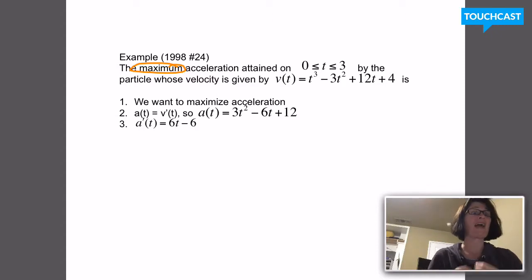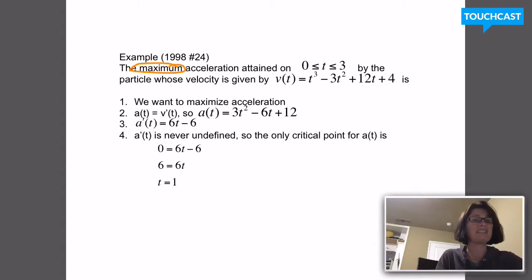Step 2 is to come up with a formula, a function for acceleration. Well, I wasn't given acceleration, I was given velocity, but I remember from chapter 3 that to find a formula for acceleration, given velocity, I can take a derivative. So I'll write my formula for acceleration as 3t squared minus 6t plus 12. My third step, so I know I'm going to maximize acceleration. I need the critical points of acceleration. To find critical points, I'm going to have to find the derivative of acceleration and find out where that is either undefined or equal to 0. So I'm going to set a prime of t equal to 0. I get one solution. That's at time equals 1.